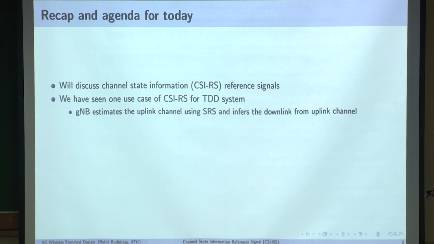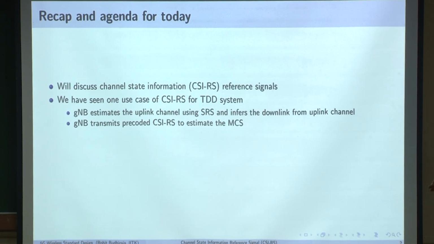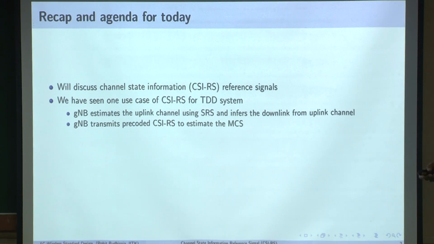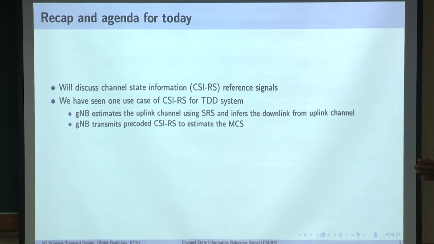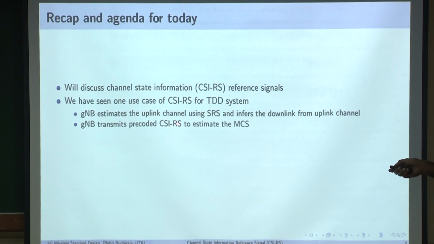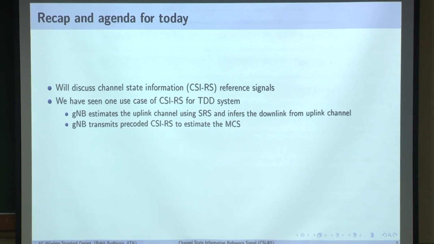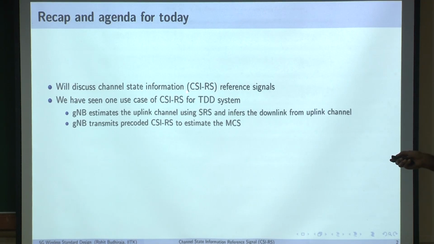So, the base station has the downlink channel, it designs the precoder, and it sends the precoded signal to the UE so that the UE can estimate the MCS, and then feed it back to the gNodeB. Once the gNodeB has the MCS information, it is ready to transmit the PDSCH to the UE. So, this was one use case of CSI-RS, estimating the MCS. And for what kind of system did we do it? It was for a TDD system.